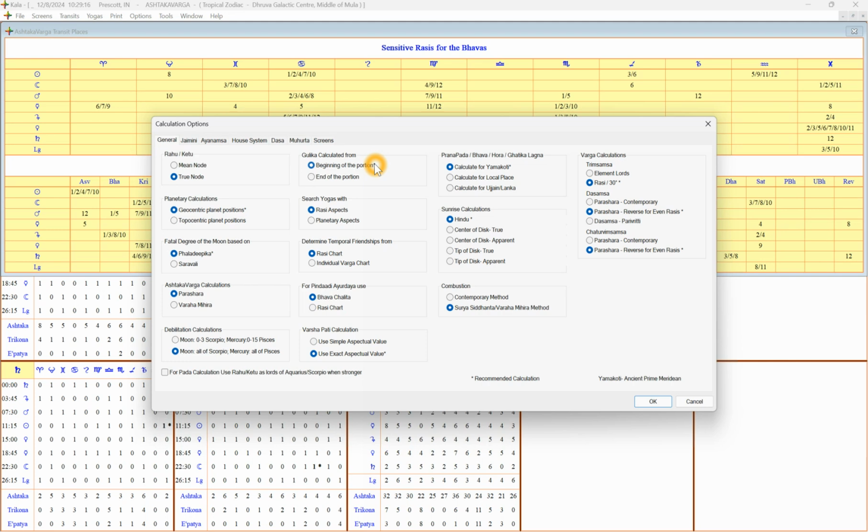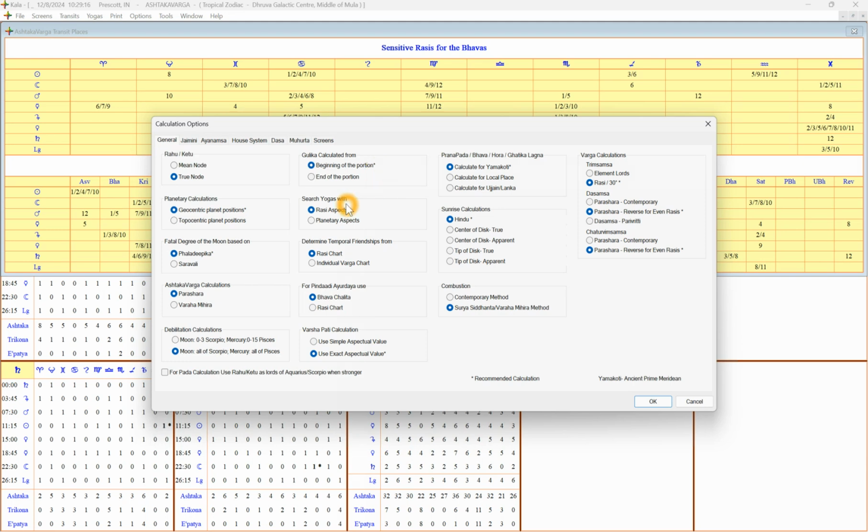Well, that's what Gulika is used for. Okay. There's different opinions about how to calculate it. Either the beginning of the portion, because we divide the day into 8 parts, and each part has a beginning and end. Some people say Gulika is at the beginning of the portion. Other people say the end of the portion. The default is the beginning of the portion, which is more commonly used and the one that I found to be more accurate as well.